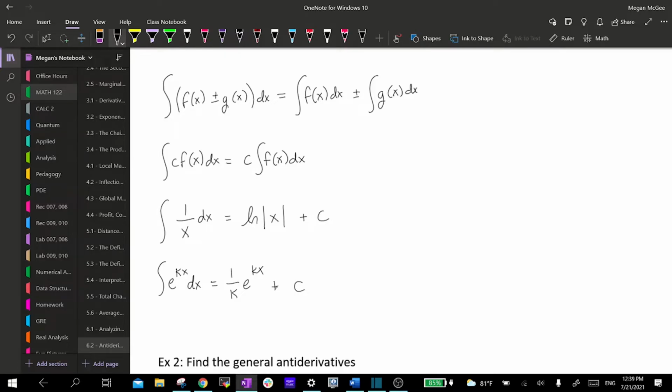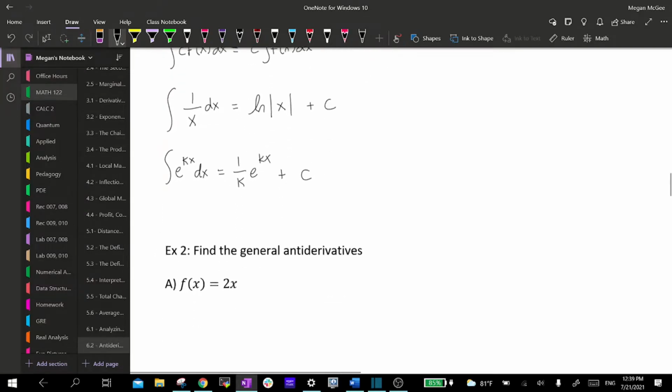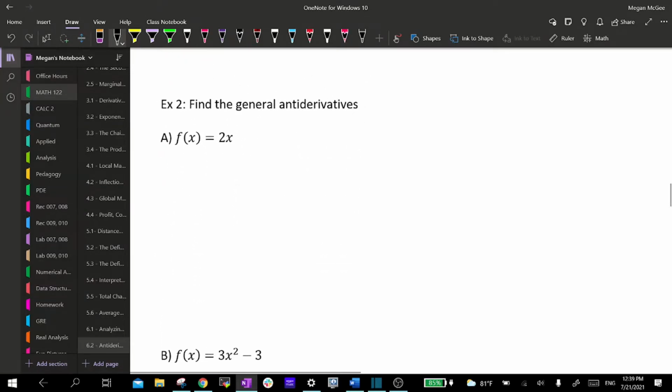All right, so now that we got through all of our rules, we're going to look at an example on how to use them. So for example 2, we want to find the general antiderivative. Okay, so we're just finding the general, which means finding the whole family, so using that plus c. All right, so we want the antiderivative of 2x dx.